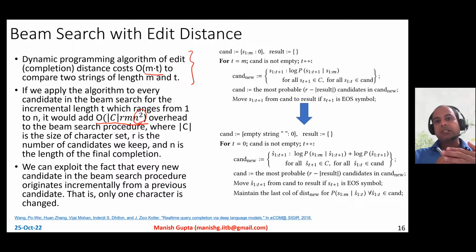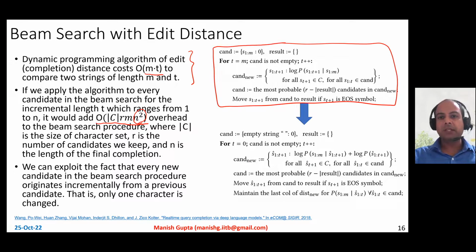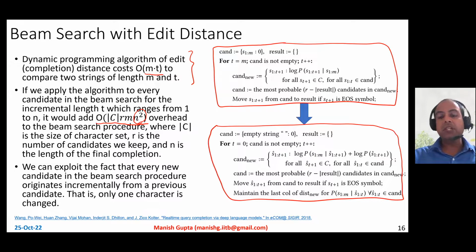Now the two processes can actually be merged together, and your original beam search algorithm, which never bothered about edit distance, can be converted into another algorithm which cares about edit distance by a very small change. The idea is that the original algorithm only cared about the generation probability of the next few tokens given the prefix tokens, given the prefix characters. Now you need to care about edit distance.